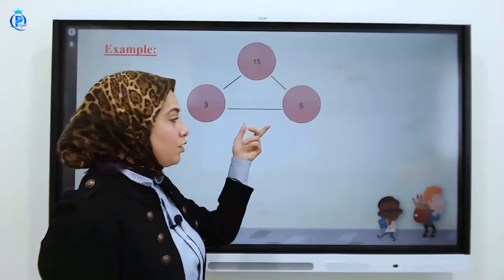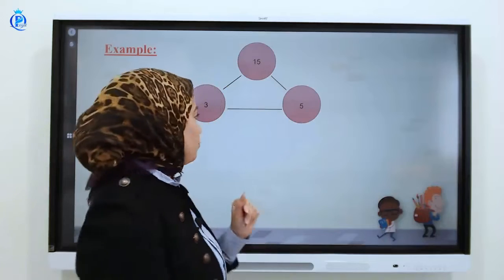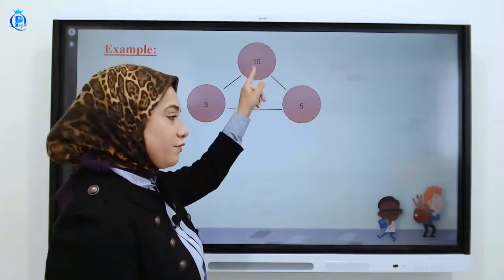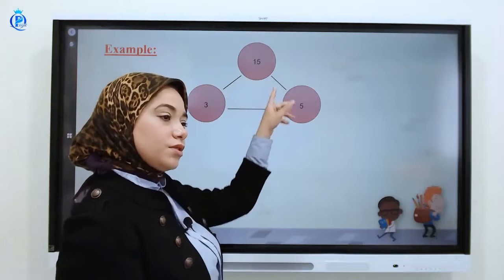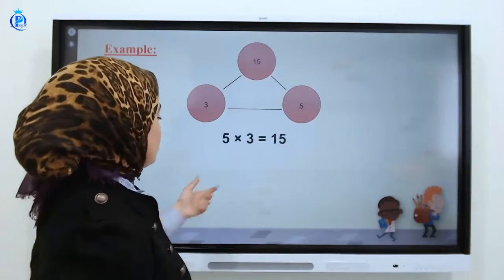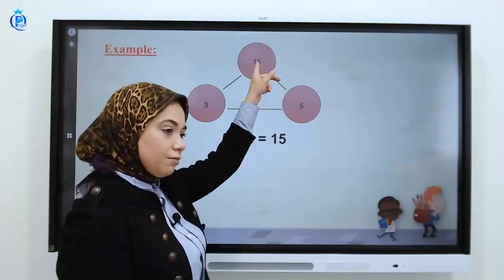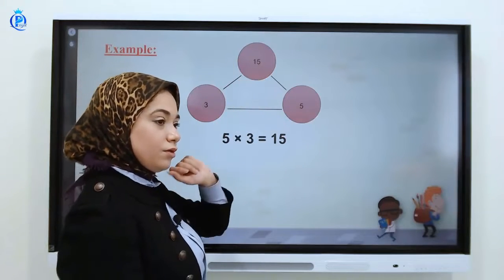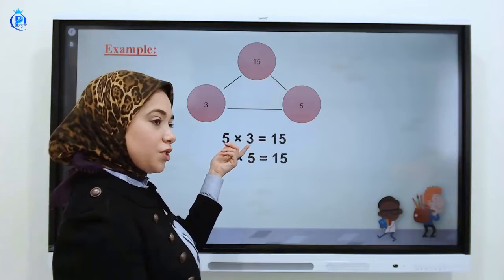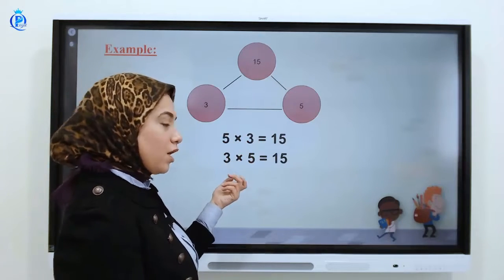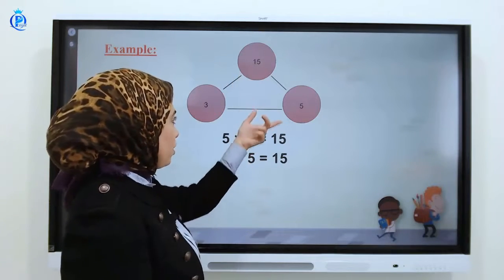Now, there is a relation between division and multiplication, as I told you. I have 3 numbers, 15, 5, and 3. What is the relation between these 3 numbers? Look at this. The first equation is I can multiply 5 times 3 equal the third number, 15. I can exchange 5 with 3. It will be 3 times 5 equal 15.